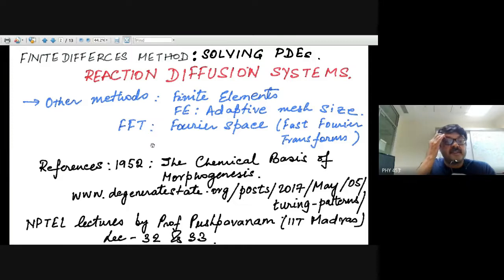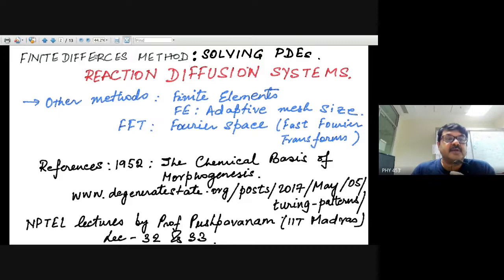So, in terms of method, we'll still be using the finite differences method, which has already been introduced to you. And we'll be solving PDEs, partial differential equations, except that they are time dependent. In particular, we'll be focusing on reaction diffusion systems. So this is just a term: a reaction diffusion system, under some conditions, some choice of parameters, shows pattern formation. But what do these mean? Just wait for a few minutes.